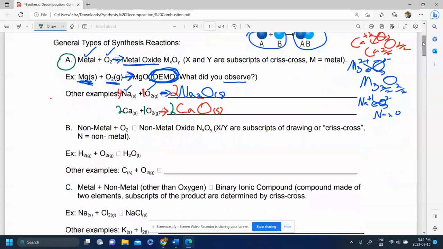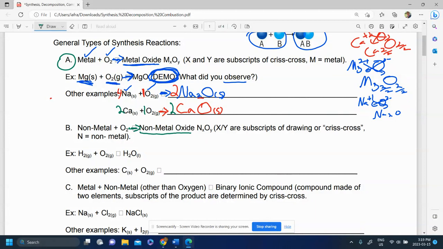Another one you might sometimes see is when you have a non-metal reacting with oxygen. And when you have a non-metal reacting with oxygen, that'll produce a non-metal oxide. It's basically just a compound that has oxygen and some other non-metal.